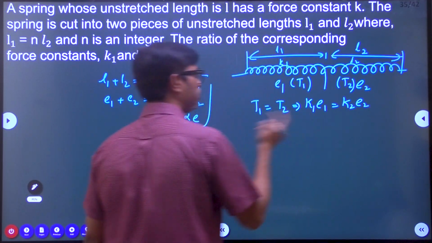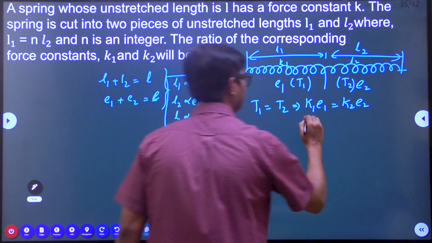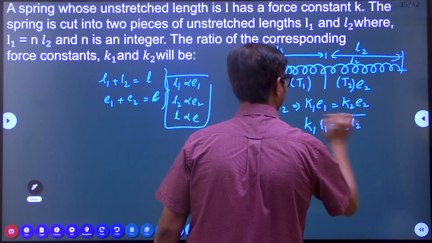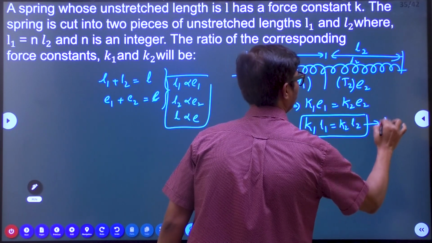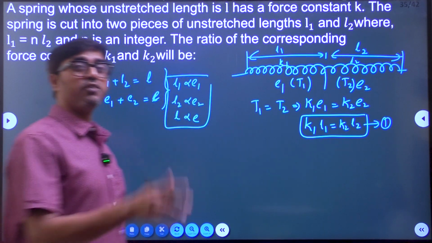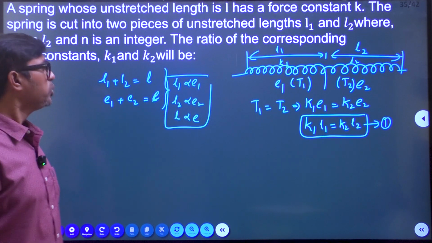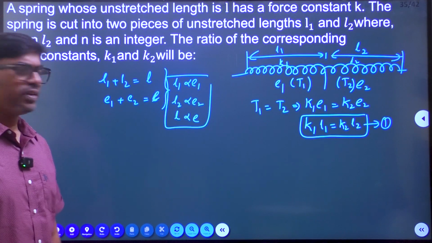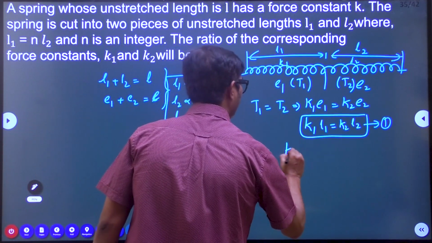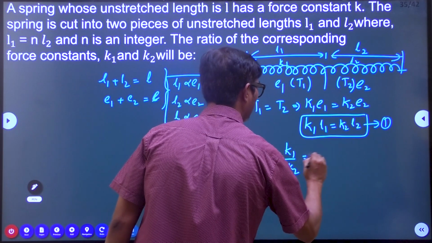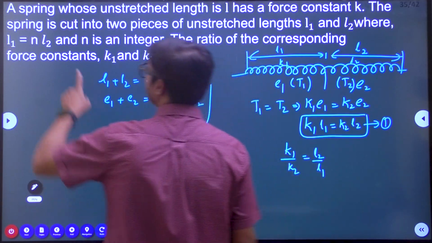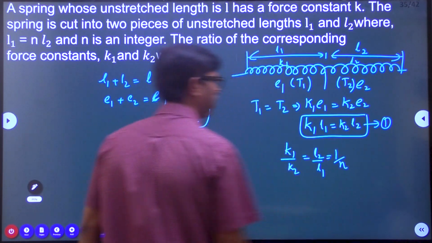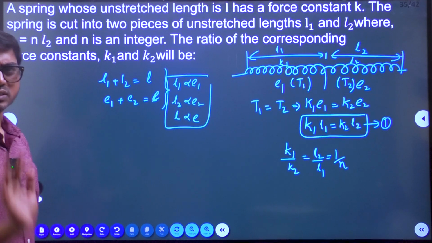But E is proportional to L, no? We can also write it as K1 L1 equal to K2 L2. This is the idea you need to remember. K1 L1 equal to K2 L2 equal to K effective into L. This is something that you are supposed to know. They're asking K1 by K2, which is going to be L2 by L1. Very simple. K1 by K2 equals L2 by L1. And what is L2 by L1? L2 by L1 would be 1 by n. That's the answer. Very straightforward, but just to revise that concept.